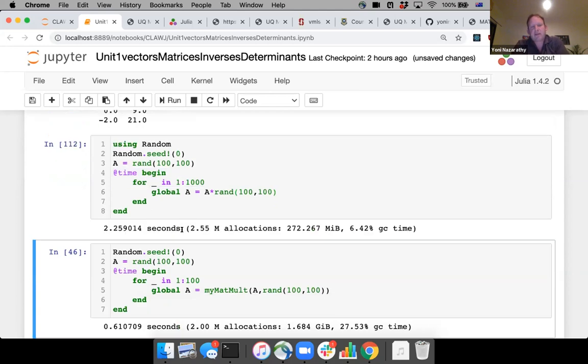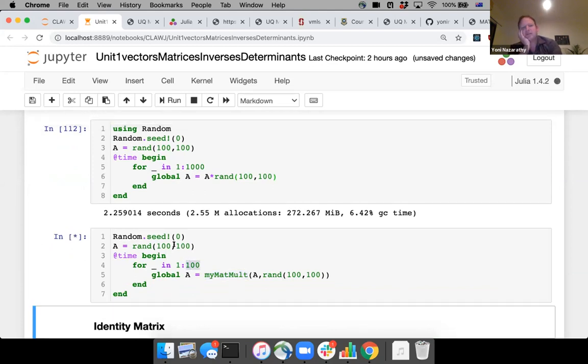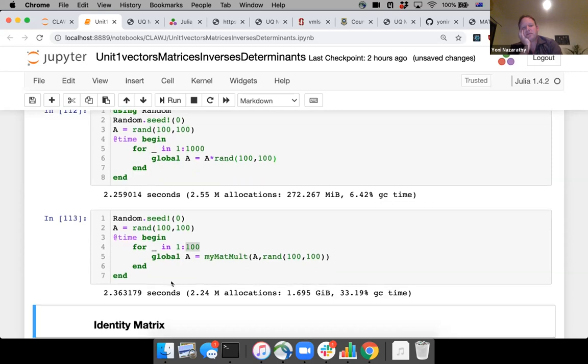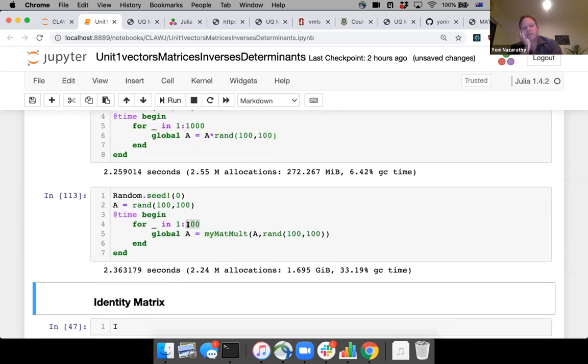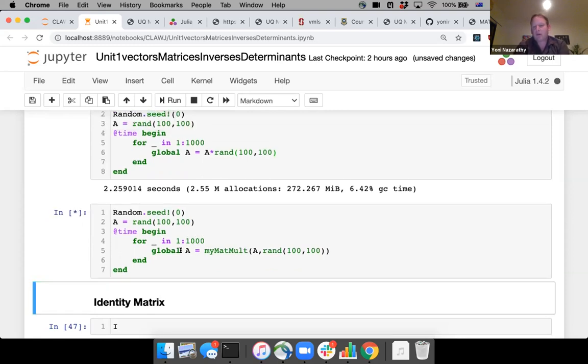Let's see how fast this thing runs. It took like 2.25 seconds, okay? And this is how much memory it used. Now, let me run the same thing with my matrix multiply, okay? But I'm not even gonna run it 1,000 times, I'm just gonna run it like 100 times, okay? So I'm gonna run it 10 times less. So this is 10 times fewer matrix multiplications, and it took about the same time. So if I put 1,000 times, it should take about 10 times more. It might be faster in the second run, maybe because it's compiling.